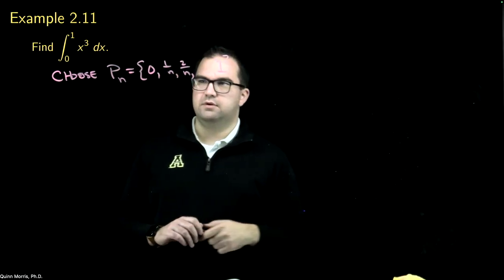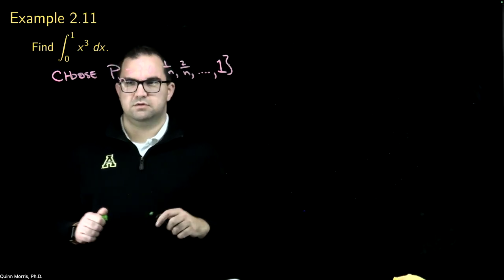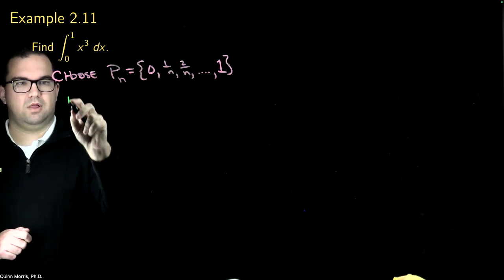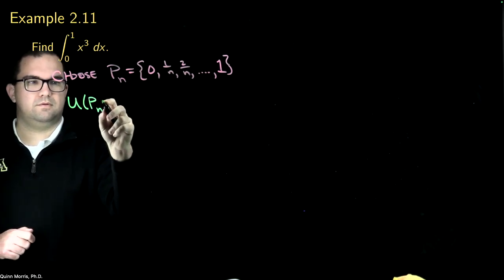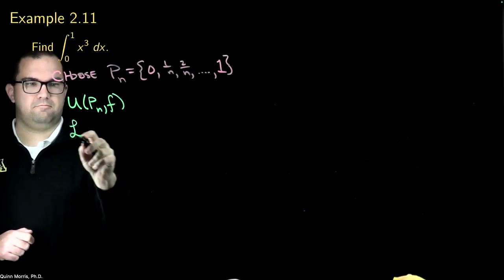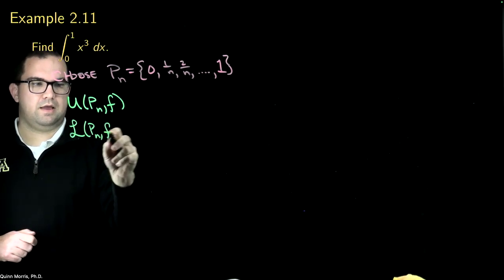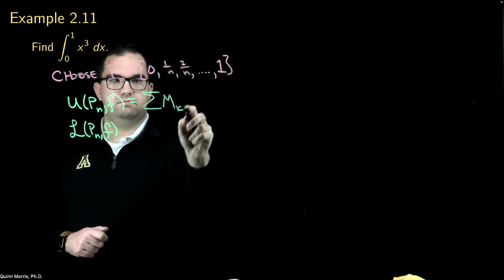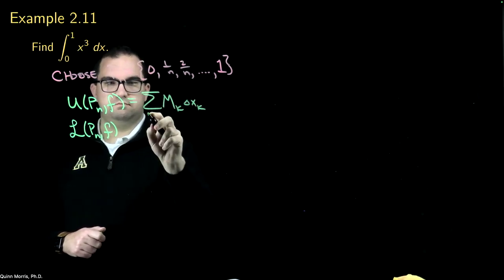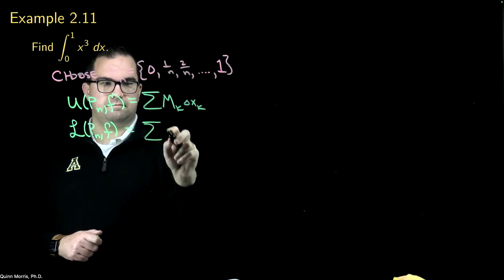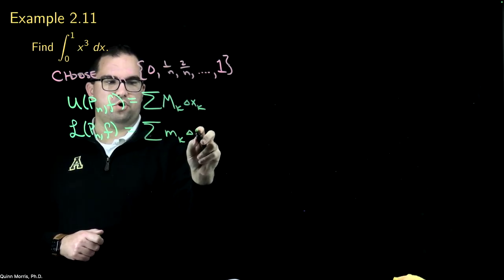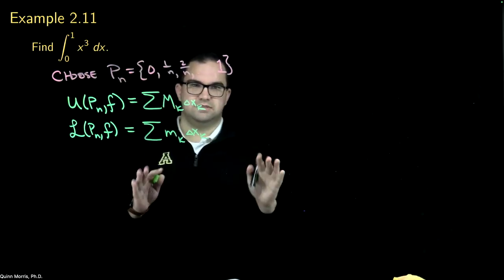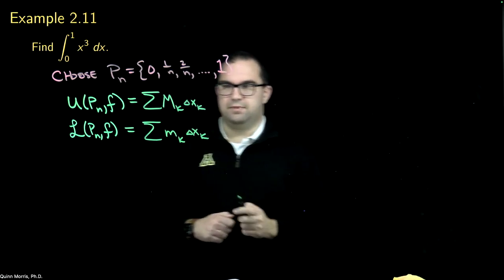So let's think about what our upper and lower Darboux sums are going to look like. Now, by definition, and I'm not going to always carry the indexes on these sums. This is from k equals 1 to n, but to save a little bit of writing, I'm just going to drop them for the time being.